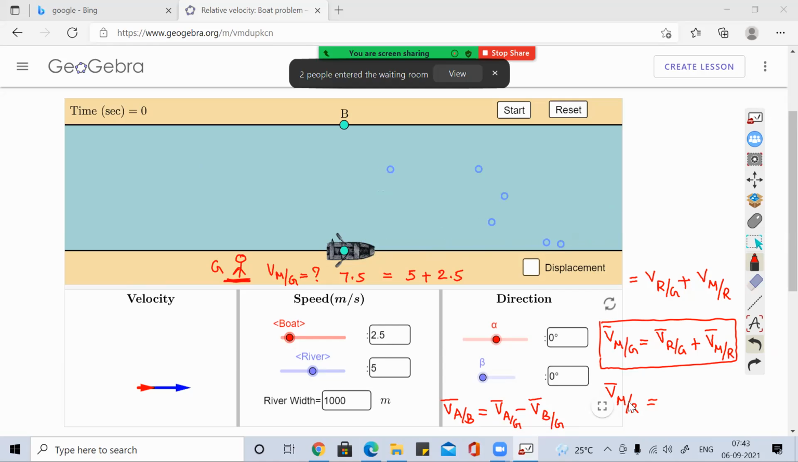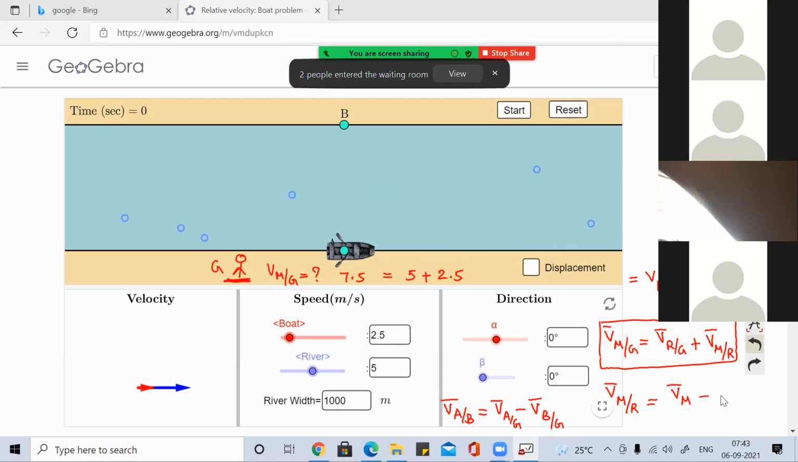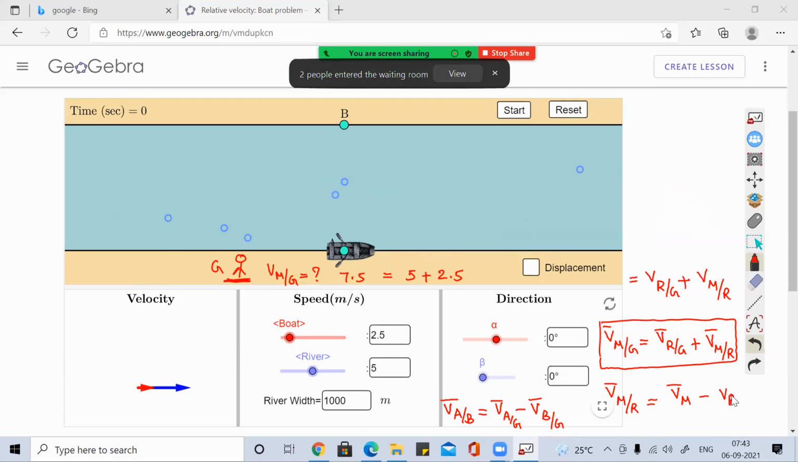ground. Okay. Same way, can you tell me what is velocity of man with respect to river? Velocity of man minus velocity of river. When I don't write anything, what does it mean? With respect to ground, sir. Now I want which quantity? Velocity of man with respect to ground.